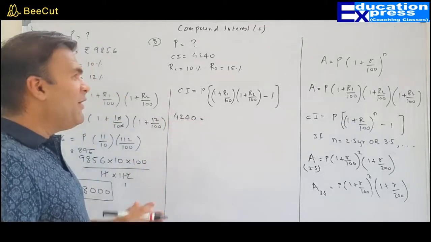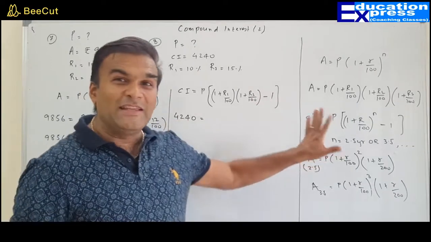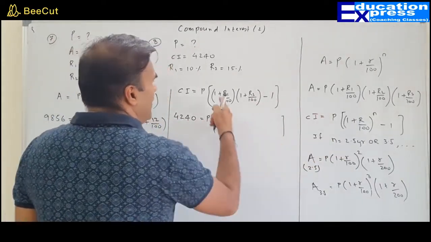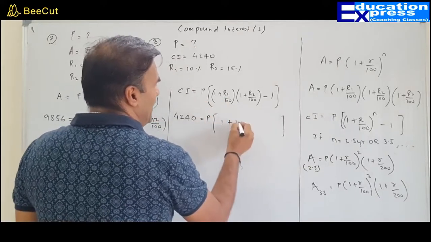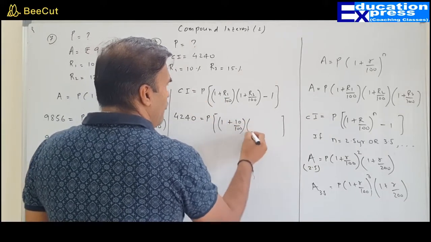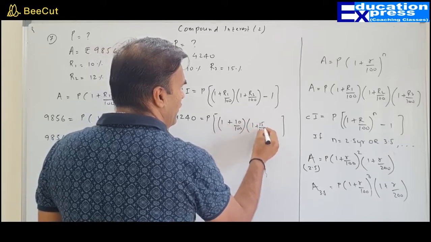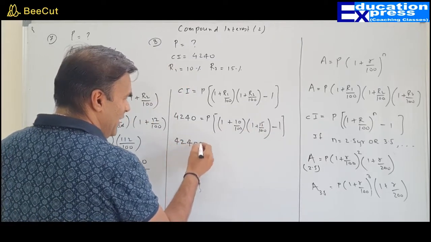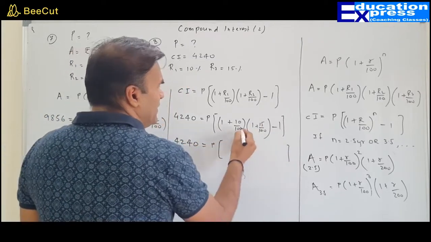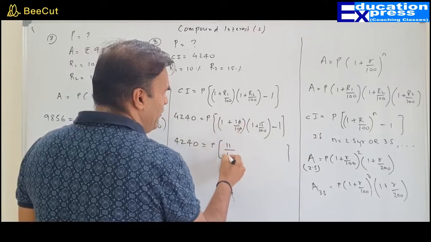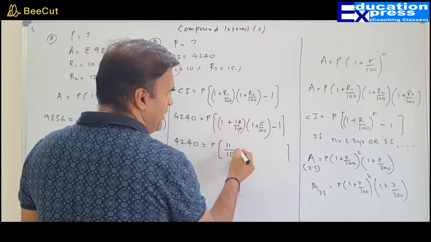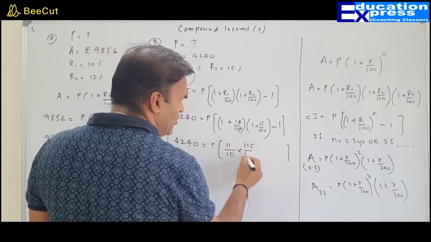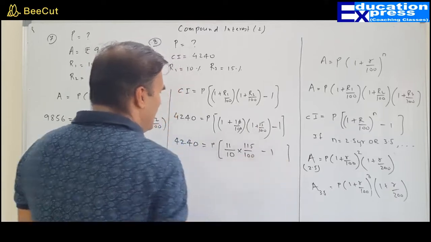4240 is equal to... isn't it simple? You need to know only this concept well. The rest all is done. P, after that 1 plus R upon 100, that is 1 plus 15 upon 100, minus 1, absolutely precise, equals to P. This gets cancelled, you get 11 upon 10. In case you wish to cancel, I really don't like to cancel it, but in case you wish, you can go ahead. Minus 1.